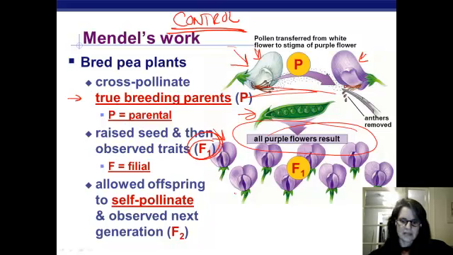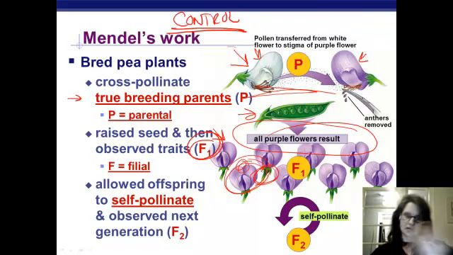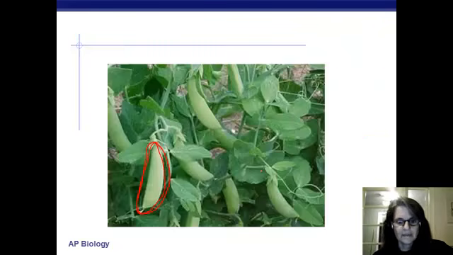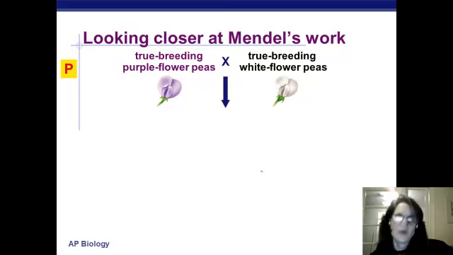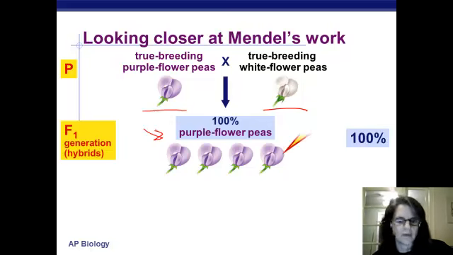What he would do next is let the offspring fertilize themselves, basically cross with themselves, and then he would get children of the children, the F2, and he'd see what kind of offspring he got in that generation. Okay? So, what he tended to see was the following, and hopefully you'll remember this. He always saw, when he crossed a pure breeding purple with a pure breeding white, all purple flowers all the time, 100%. The white was gone.